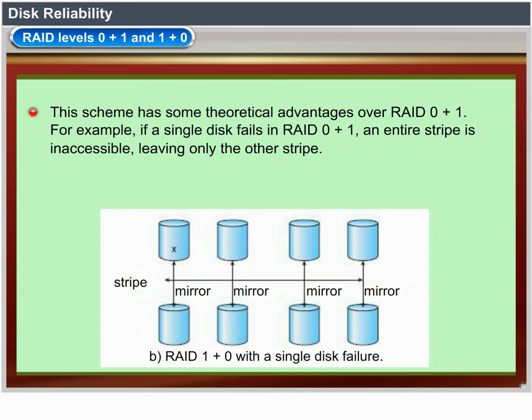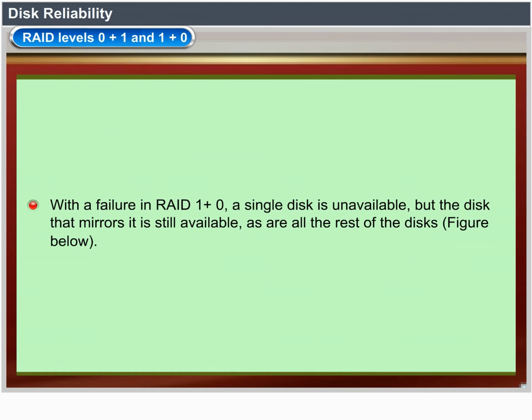For example, if a single disk fails in RAID 0+1, an entire stripe is inaccessible, leaving only the other stripe. With a failure in RAID 1+0, a single disk is unavailable, but the disk that mirrors it is still available, as are all the rest of the disks. Figure below.